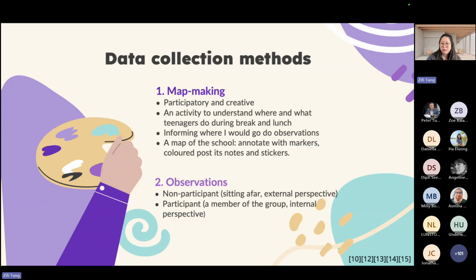It was participatory and creative, and after I'd done the map making, I had the data. It led me to where I would do my observations. I ended up doing two different types of observations. The first was non-participant, where I was sitting on the side or in different areas of where they said they were going. So if they said they were at the AstroTurf, I would sit outside of the AstroTurf and make notes of whatever I saw.